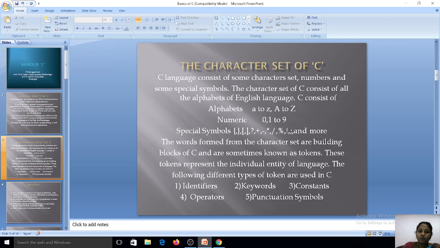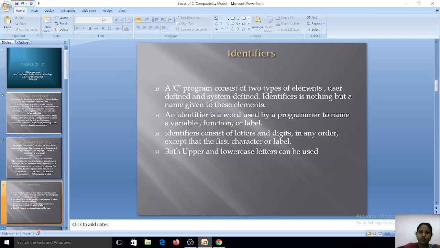The words formed from the character set are the building blocks of C and are sometimes known as tokens. Tokens are nothing but every individual unit in a program. The following are the different types of tokens used in C: first is identifier, then keyword, constant, operators and punctuation symbol.